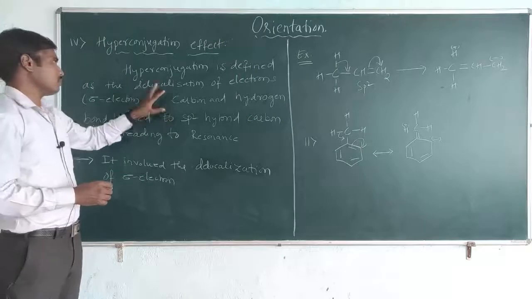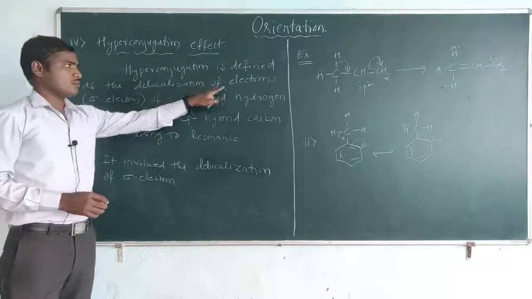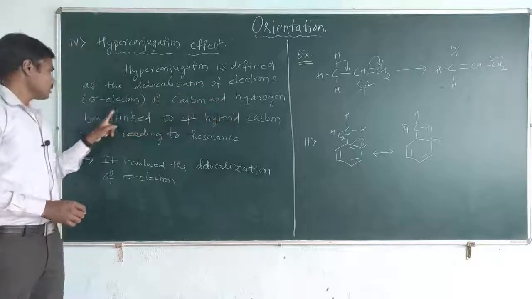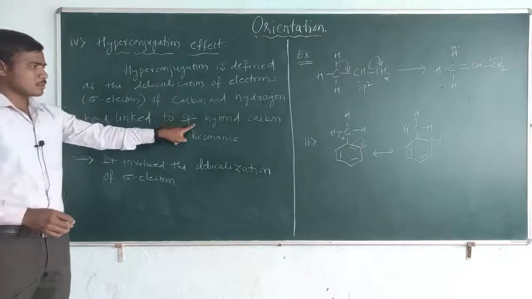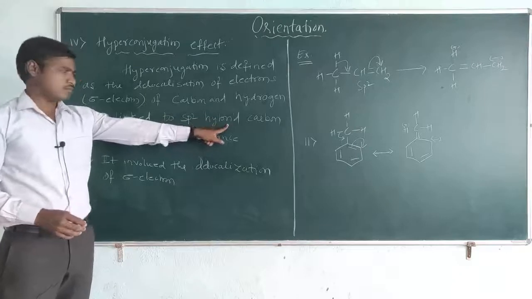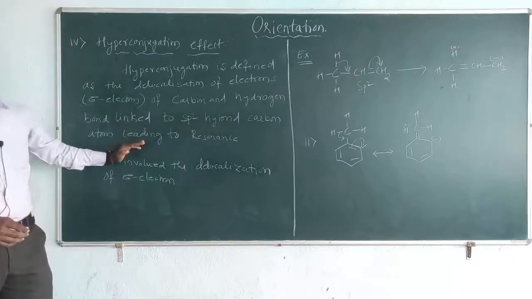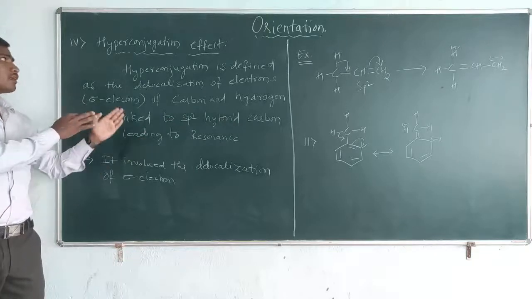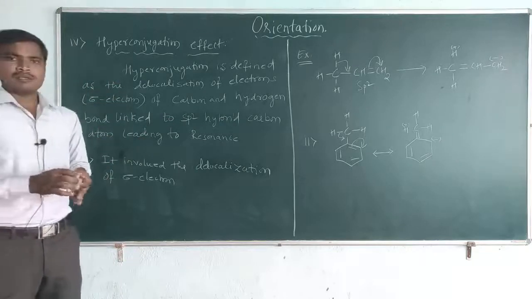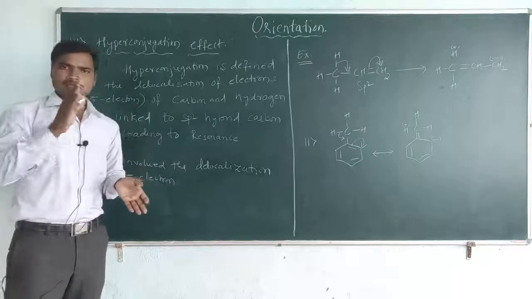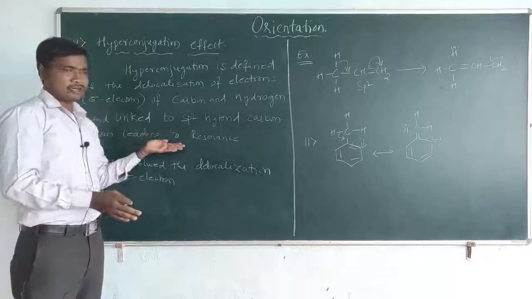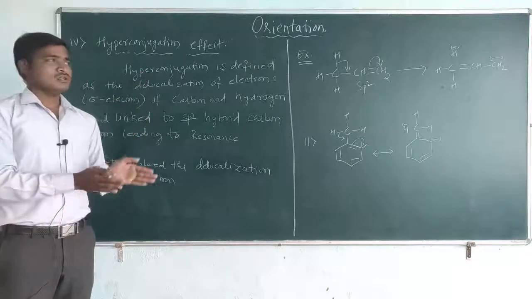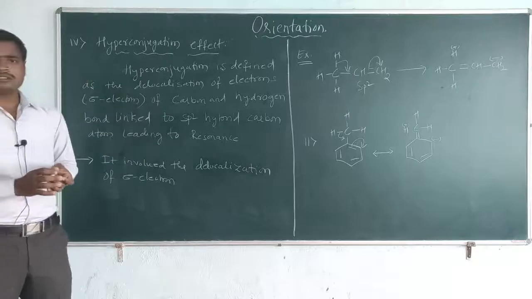Hyperconjugation effect is nothing but the delocalization of the sigma electron, that is of the carbon and hydrogen, that is linked to an sp2 hybridized carbon atom, leading to the resonance. So the difference between the resonance effect and the hyperconjugation effect is, there we can see the delocalization of the pi bonded electron, here we can see the delocalization of the sigma bonded electron. So this is about the hyperconjugation effect.